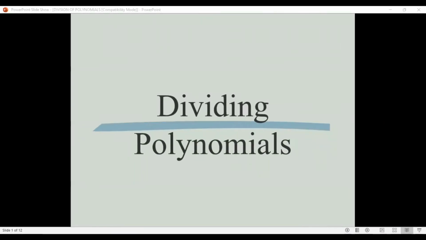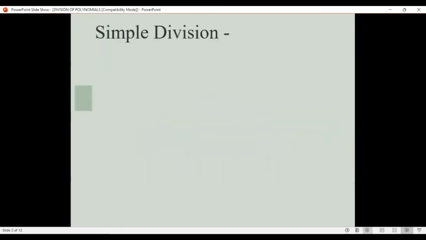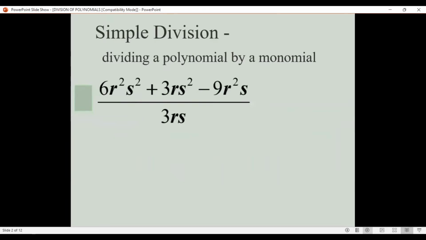Let's take a look at how to divide polynomials. So let's start with the simple division where we are simply dividing a polynomial by a monomial, like this example. As you notice, we have 6r squared s squared plus 3r s squared minus 9r squared s, and this is a trinomial being divided by a monomial. So what's the proper method in solving a simple division like this?